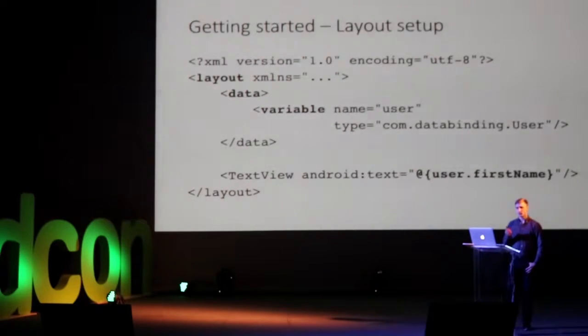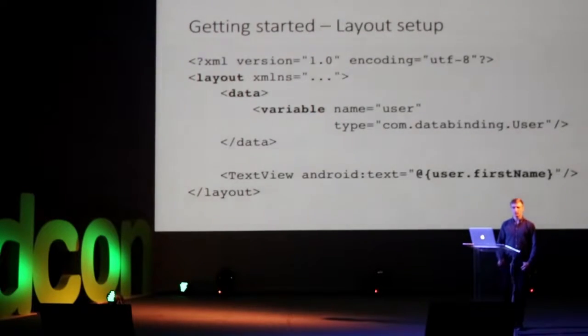Second thing you need to do is update your layout. The only thing that's really required is that you wrap your entire layout inside of a layout tag. So the layout tag becomes the root of the layout that uses data binding. As soon as you've done that, the compiler knows that this layout file is using data binding, and it will generate some code for you.